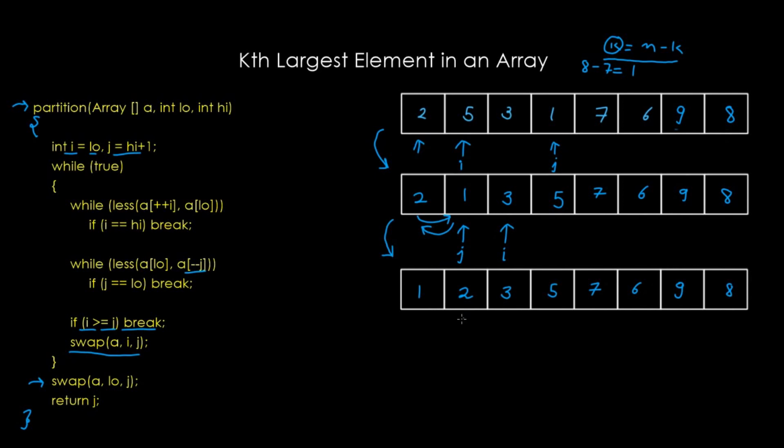Now we can see that all the elements on the left, well, there is only one, are smaller than 2, and all the elements on the right are greater than 2. And now this function returns j, that is 1. So if the value of k is 1, then this is our answer.